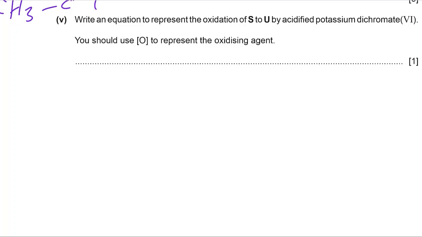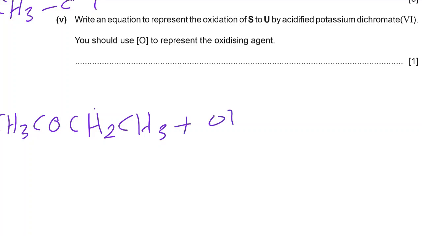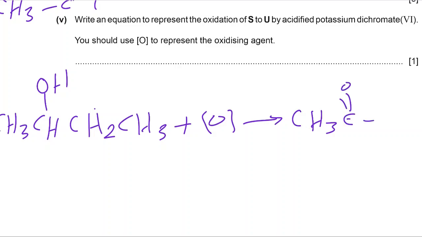Here, write an equation to represent oxidation of S to U by acidified potassium dichromate. You should use O between two square brackets to represent the oxidizing agent. So the reaction: you have CH3CHOHCH2CH3 plus the oxidizing agent, you will form CH3COCH2CH3 plus, what? You have removed two hydrogens, and this oxygen plus H2 forms water.